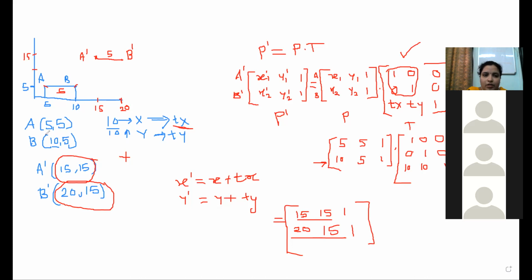So the same line, let us move it 15 units left and 15 units down. This is your line AB. Same line AB you have to move 15 units left and 15 units down. So can you tell me what will be your T matrix in that case?